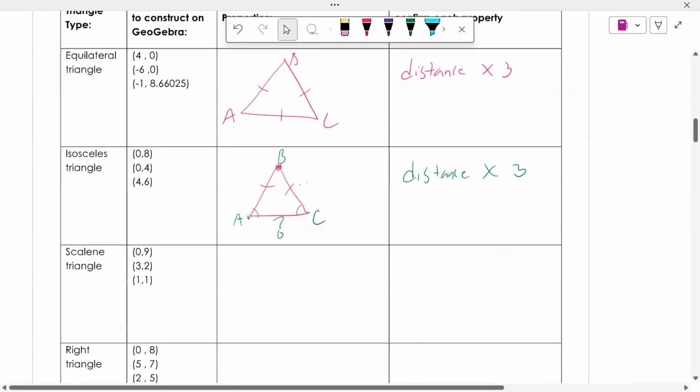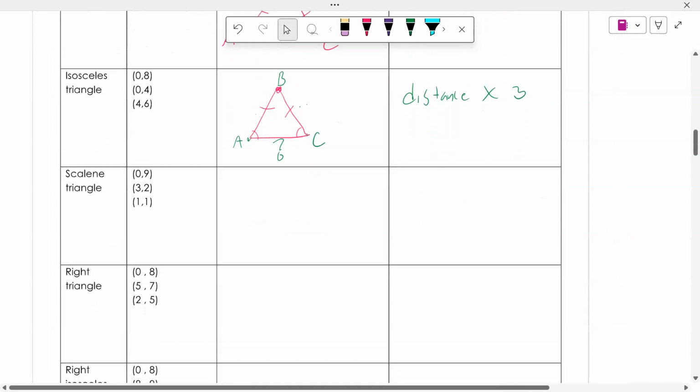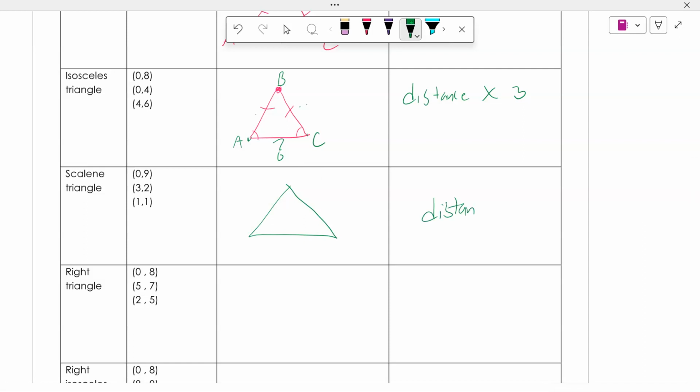So feel free to break out that handy dandy calculator. And it's no different for scalene. We're going to have to do distance times 3, because we have to confirm that all 3 sides are totally different numbers.